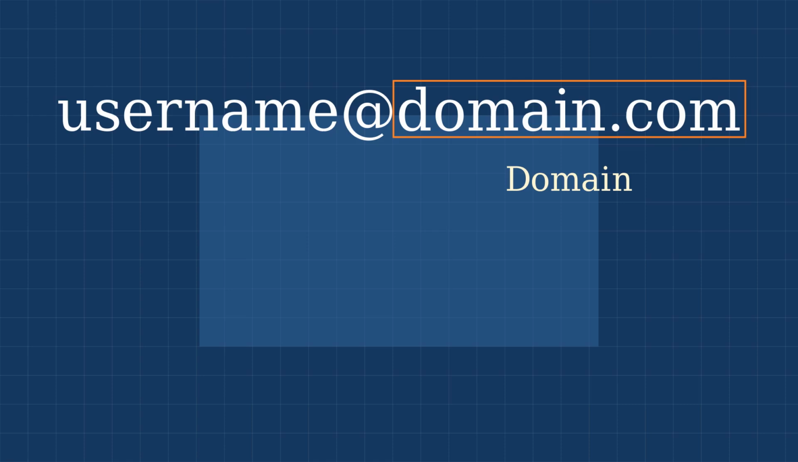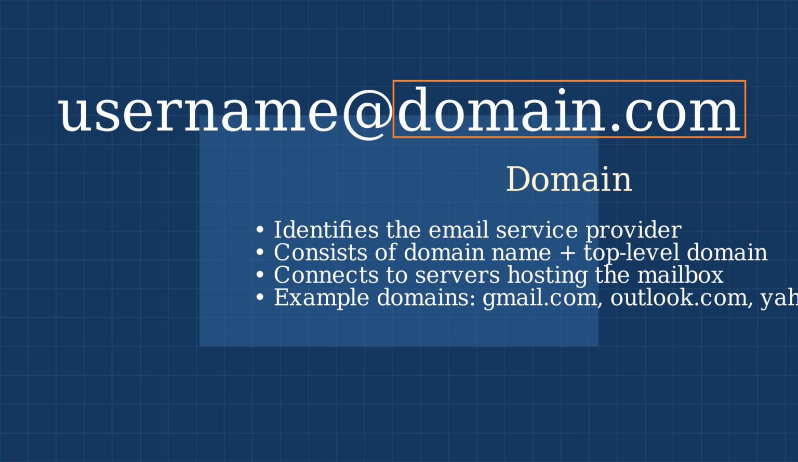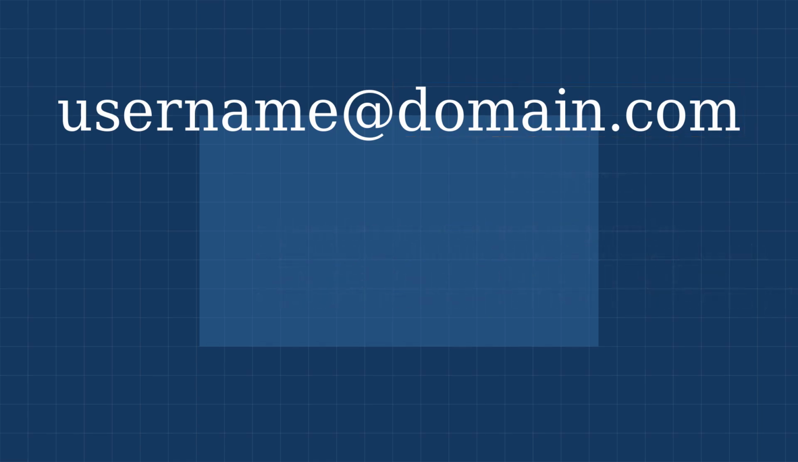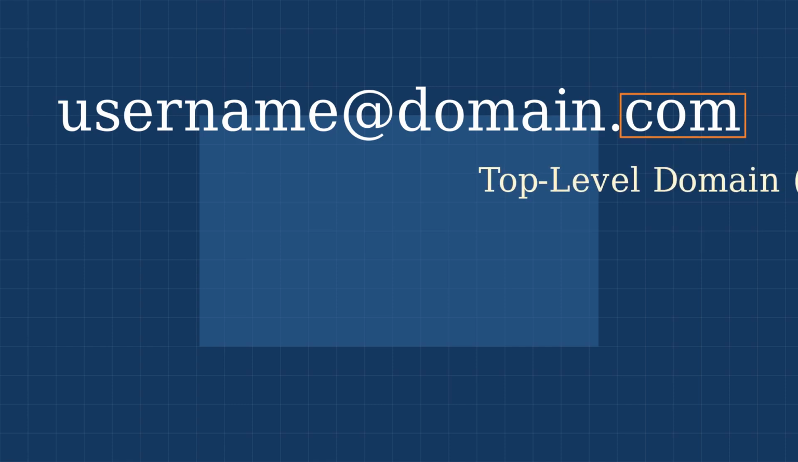The domain indicates the email service provider hosting the mailbox. The domain consists of the domain name and a top-level domain. It identifies the email service provider that hosts the mailbox, such as gmail.com, outlook.com, or yahoo.com. The domain consists of two parts. First, the domain name identifies the specific mail service. Second, the top-level domain, or TLD, like .com, categorizes the type of organization or geographic location.